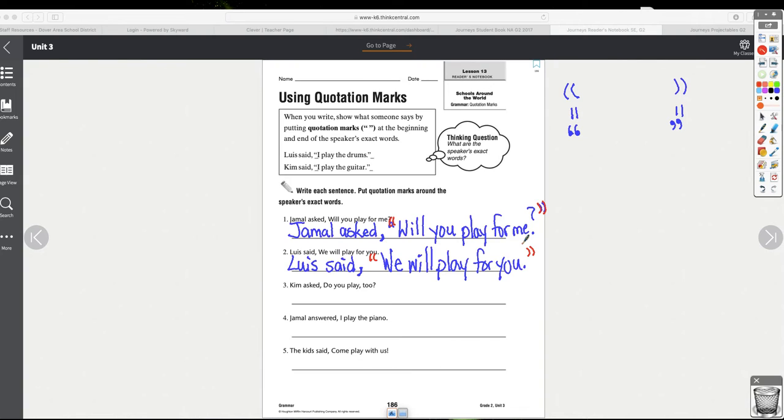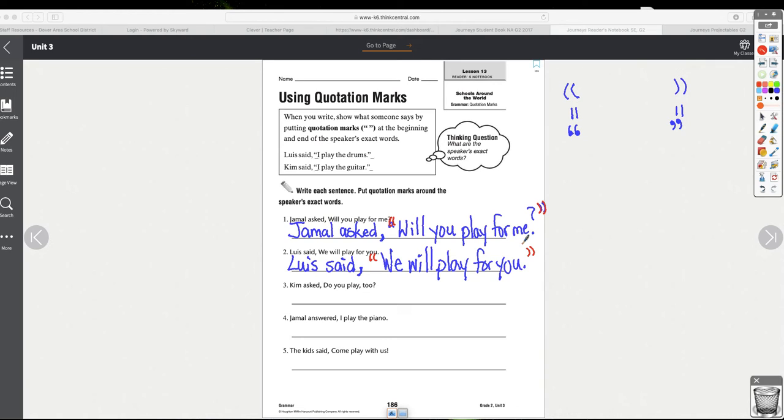All right, let's do number 3. Kim asked, "Do you play too?" What's the speaking part in that sentence? What's the talking part in that sentence, Angelina? And this is sentence number 3. Kim asked, do you play too? What's the speaking part in that sentence? Right, do you play too is the speaking part.